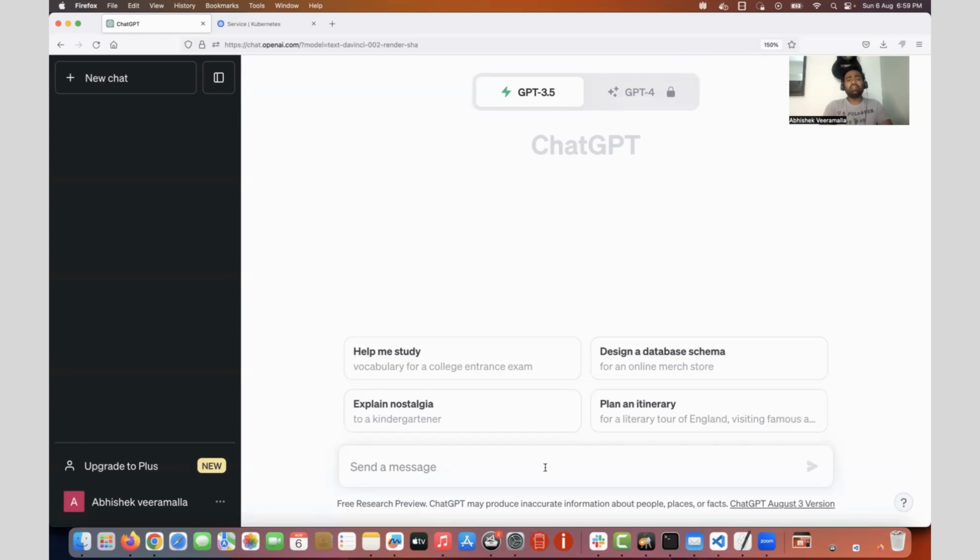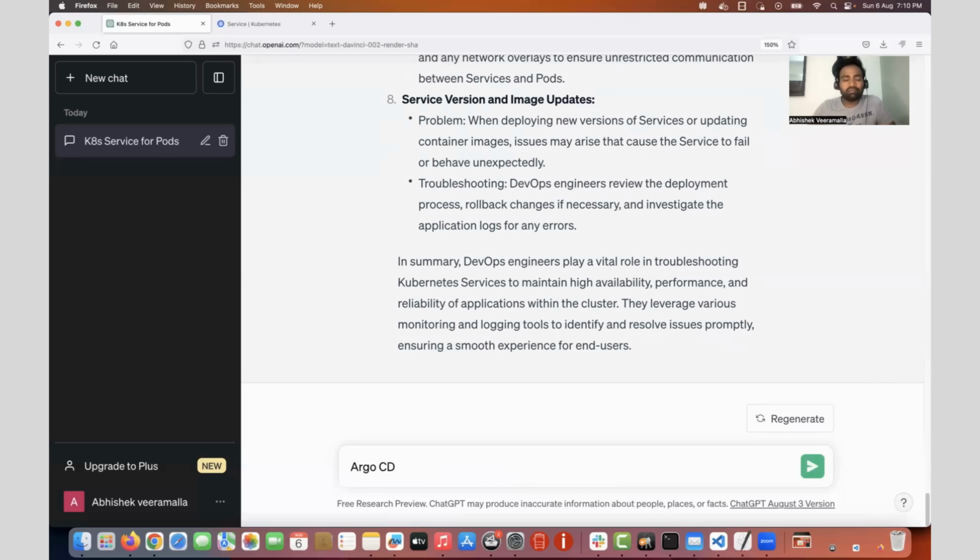Let's say you want to learn about Argo CD using ChatGPT. Argo CD was invented like 4 to 5 years back, and it got very popular with the evolution of GitOps. And I think in the last 3 to 4 years, Argo CD has been very popular. And ChatGPT has information till September 2021, I guess. So there is very little information with ChatGPT related to Argo CD.